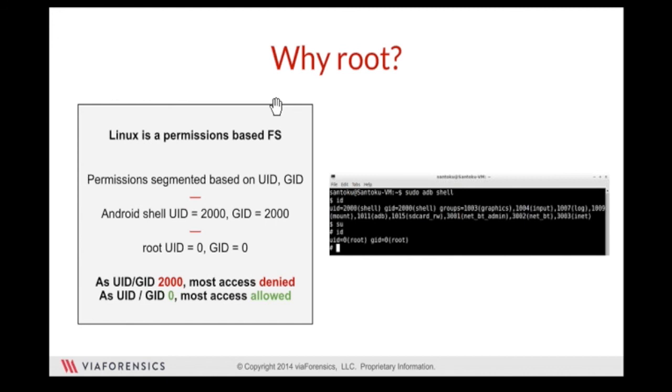However, if I'm the root user, so I have a user ID and group ID of 0, and I'm trying to access something that has the user ID and group ID of 1400, I'm going to be able to access that because I have a lower user ID and group ID. So as user ID group ID 2000, which is the Android shell, most access is denied, and as user ID group ID of 0, most access is allowed.